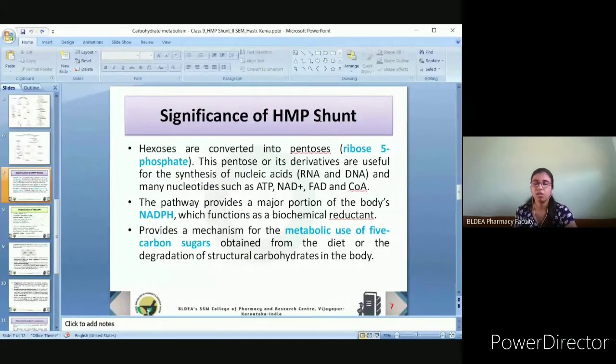Yeah. So now this is the significance. One is it is utilized for synthesis of ribose 5-phosphate. Now these ribose 5-phosphate molecules are utilized for synthesis of different genetic materials as well as including ATP, NAD+, FAD and coenzyme. Okay, and the second important is it is a major source of synthesis of NADPH. Now this NADPH is very important biochemical reductant. And the third important significance is it is important mechanism, or you can say important pathway for degradation of 5-carbon sugars obtained from the diet. Okay, so this is regarding significance of HMP shunt.